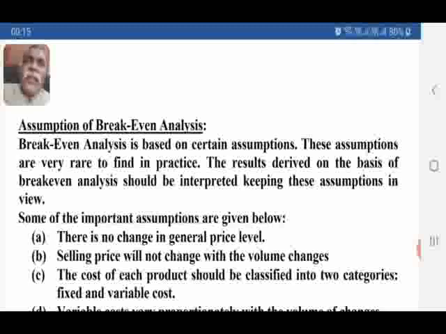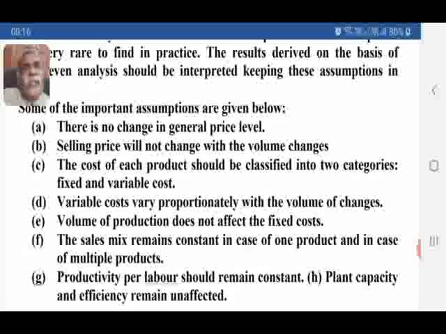Now, if anyone will ask you what are the assumptions of break-even analysis. So this break-even analysis is based on certain assumptions. These assumptions are very rare to find in practice. The results derived on the basis of break-even analysis should be interpreted keeping these assumptions in mind. That is, there is no change in general price level. Selling price will not change with the volume changes.